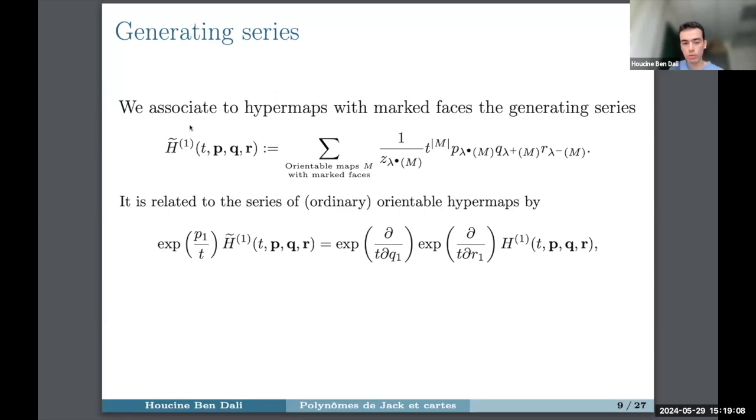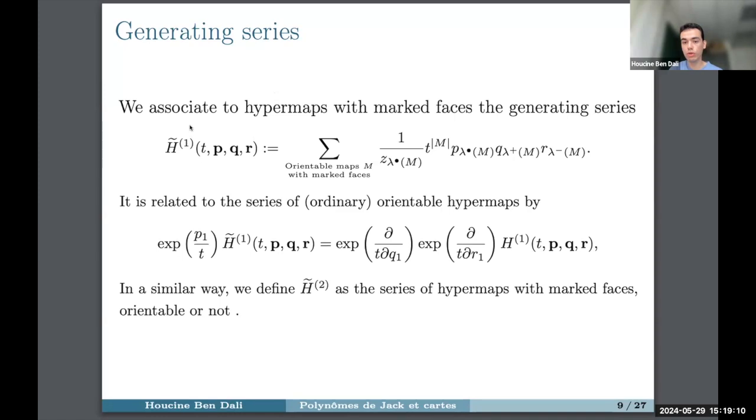So now we can do the same thing for non-orientable maps, and we can define H tilde 2 as a series of hypermaps with marked faces of degree 1, and which are orientable only.